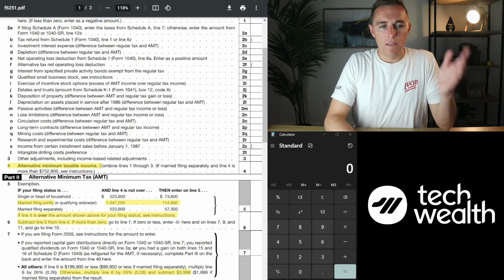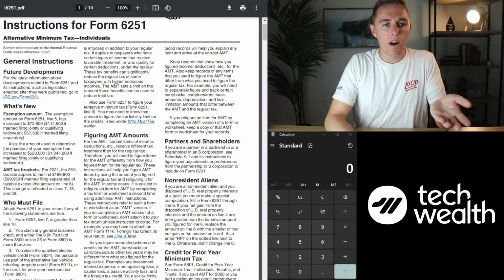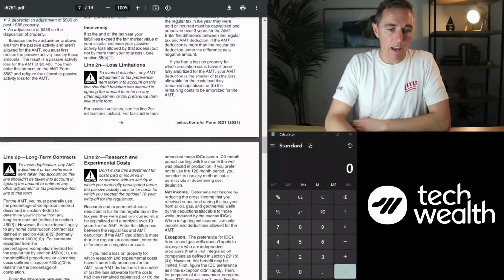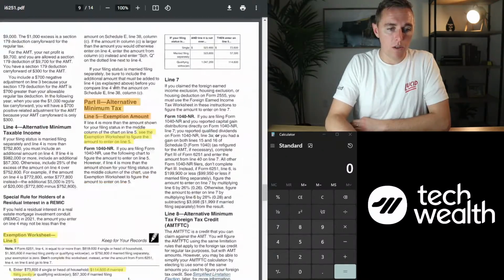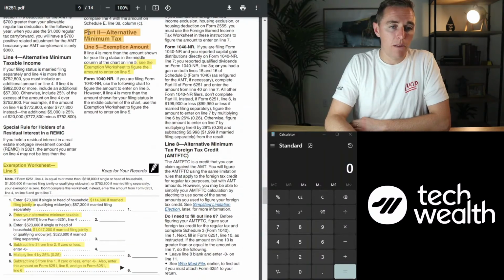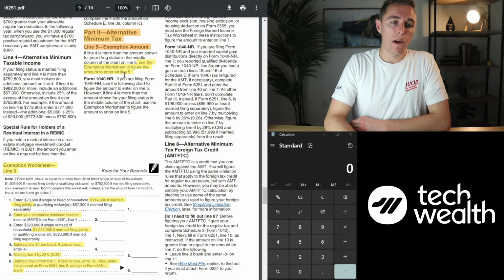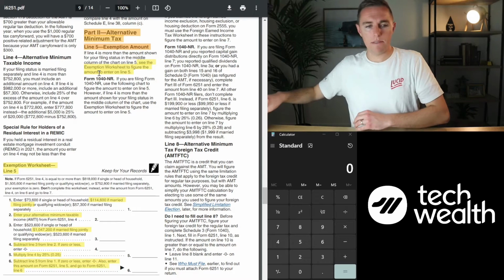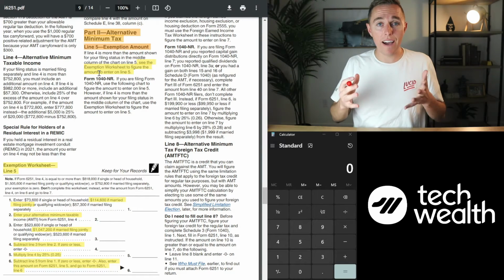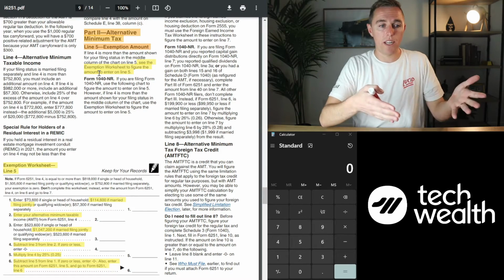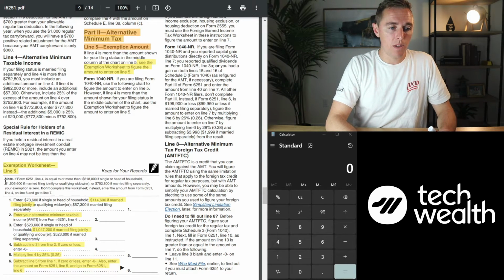Okay, so I've got the screen pulled up. Here are the instructions for Form 6251. You scroll down, and we're going to go to Part 2. There it is, I've got it highlighted. Part 2, the alternative minimum tax, and line 5, exemption amount, which says, see the exemption worksheet to figure out the amount to enter on line 5. So we're now going to calculate line 5 for this right here, but we have to go through this worksheet. So let's go ahead and focus on this worksheet.